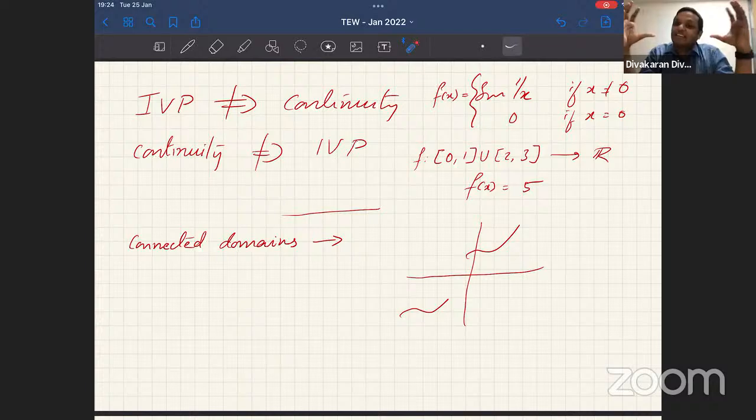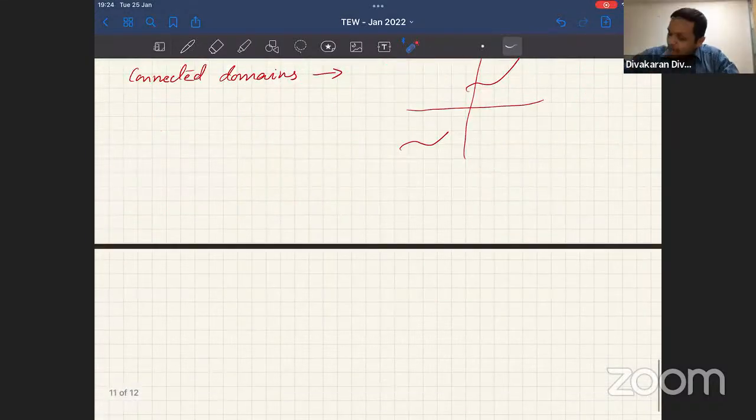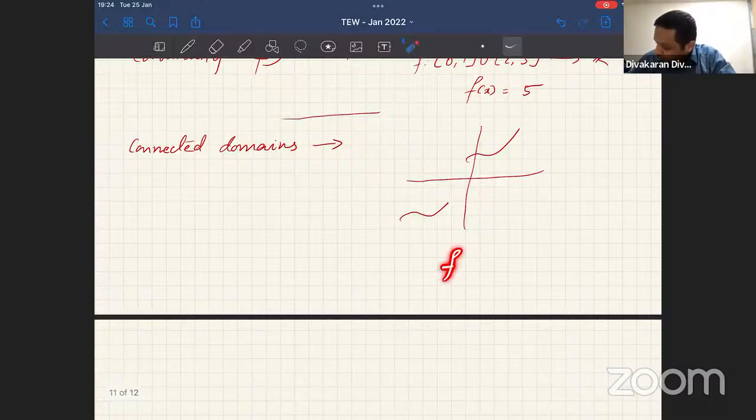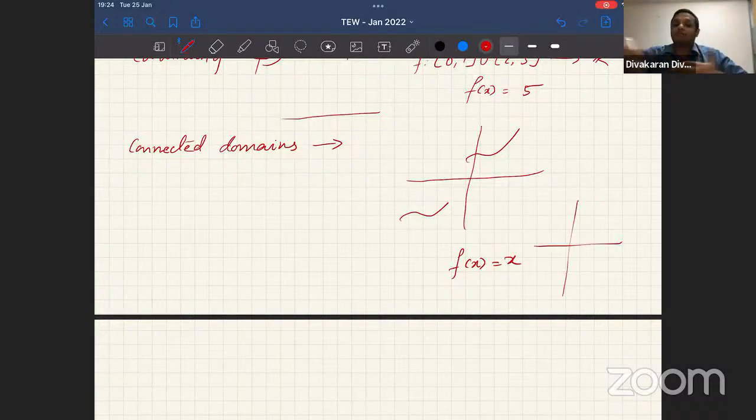In what cases can you finish drawing? You can finish drawing precisely when the domain is not just connected, it's also closed and bounded. Suppose the domain itself is the entire real line, then clearly even for a function as simple as f of x equal to x, I cannot completely draw the graph of this function. In no finite time will I be able to draw this graph.